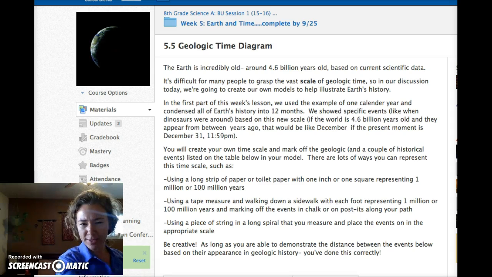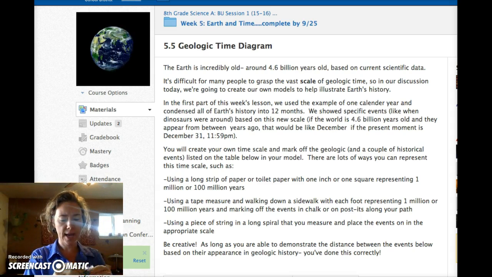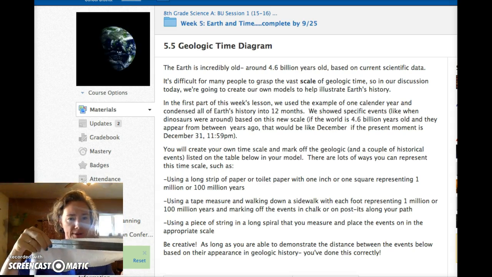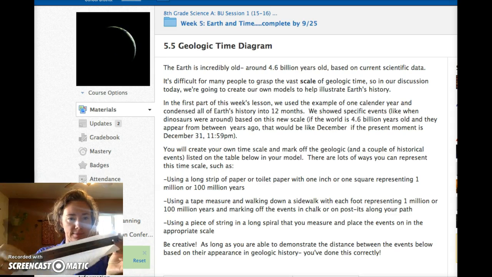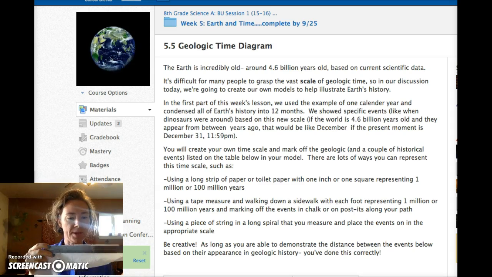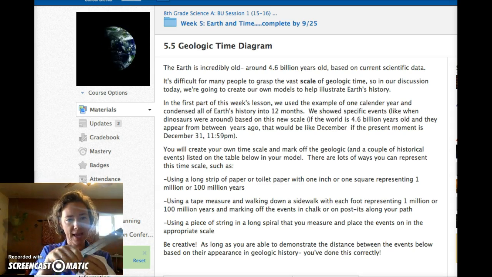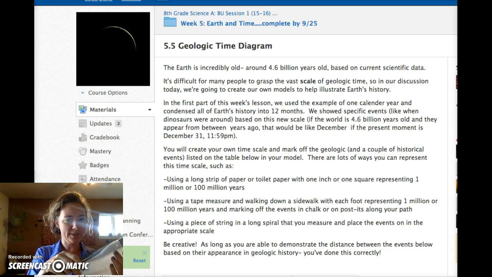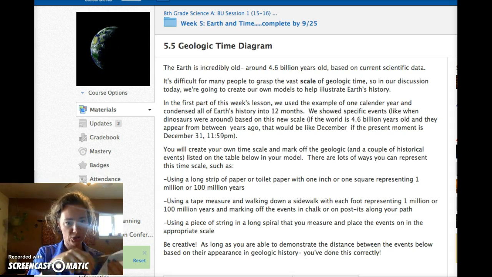So if I was going to make a scale drawing of this, I might have each foot represent, right, 1 billion years. So 0.5 billion years would be 6 inches. And 1/4 billion years would be 3 inches.